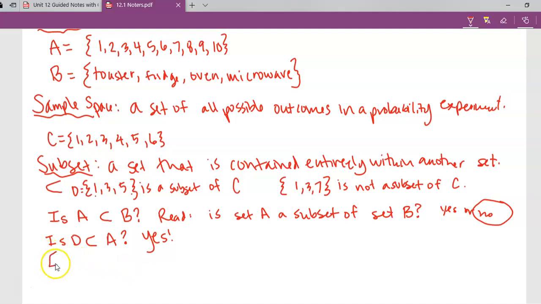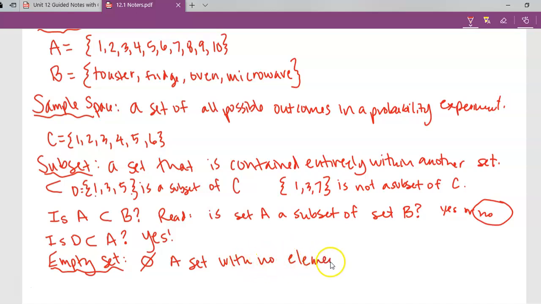An empty set. It's denoted with a circle with a line through it. This means a set with no elements in it. So if we have an empty set, that means it's a set with no elements in it. And we usually use this symbol that's like a 0 with a line through it. So it doesn't mean the same thing as 0. It's slightly different. It means it's a set with no elements in it.